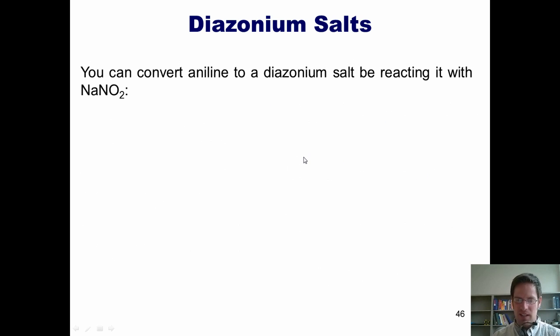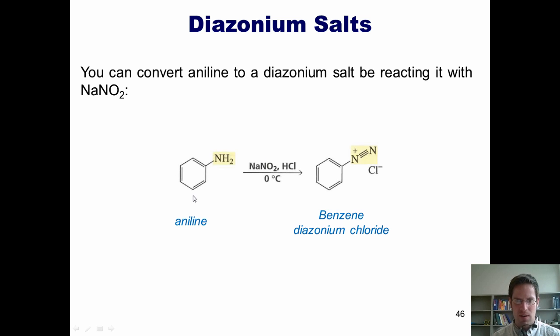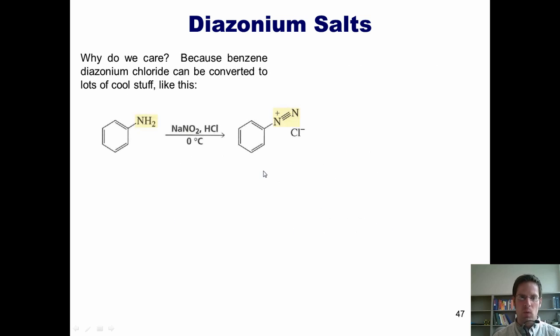And now to a new subject, the formation and application of diazonium salts. You see, you can convert aniline, shown here, into benzene diazonium chloride, which is called a diazonium salt, by treating it with NaNO2, sodium nitrite. So why in the world do we care?